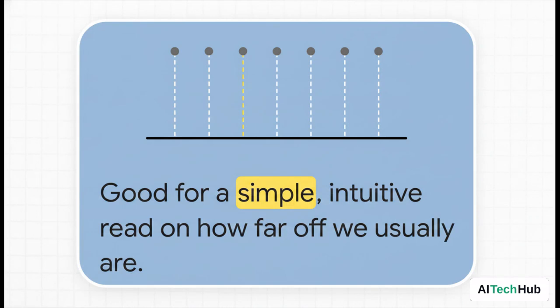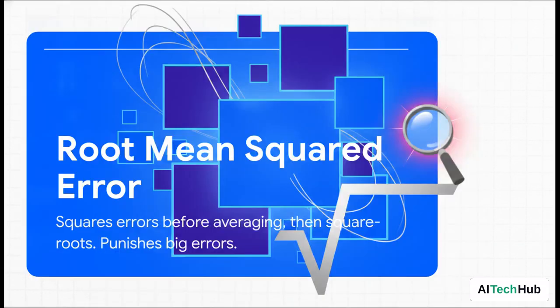The core utility of MAE really comes down to that simplicity. It gives you this highly intuitive read on just how far off are we, usually. If you want a really straightforward baseline where every single error counts equally, meaning a $10 miss is exactly 10 times worse than a $1 miss, MAE is absolutely your go-to. But here's the thing, sometimes all errors shouldn't be treated equally.